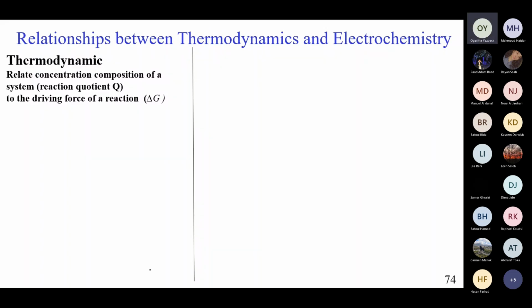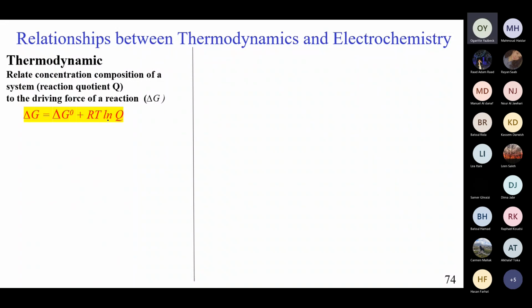There's a relationship between thermodynamics and electrochemistry. We can relate the composition of a system, which is called the reaction quotient, to the driving force of the reaction, or the free energy. This is a thermodynamic equation where the free energy equals the standard free energy plus RT ln Q.